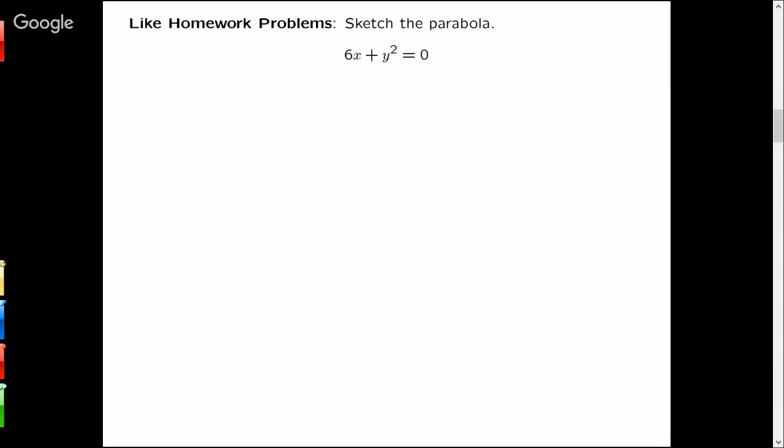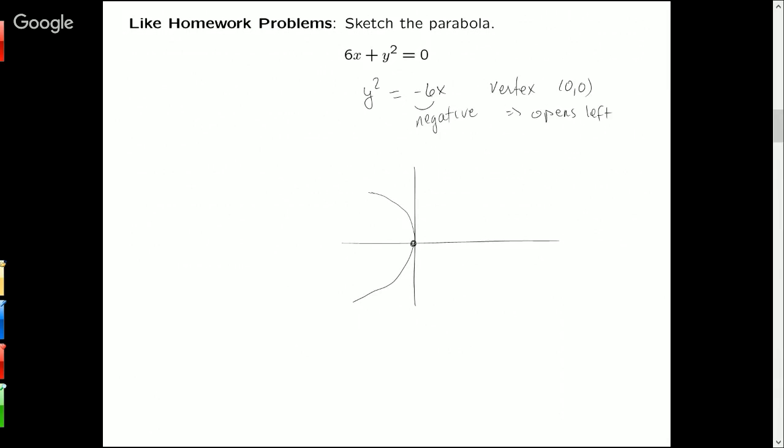Sketch the parabola. I need to put it in standard form. So y squared equals minus 6x. Notice that there's not a y minus 0 and an x minus 0, so the vertex in this case is just going to be the point 0, 0. This is negative, so is it opening left or right? Left. So literally all you're going to do on your homework is find your vertex and then draw your parabola through that vertex, opening to the left.